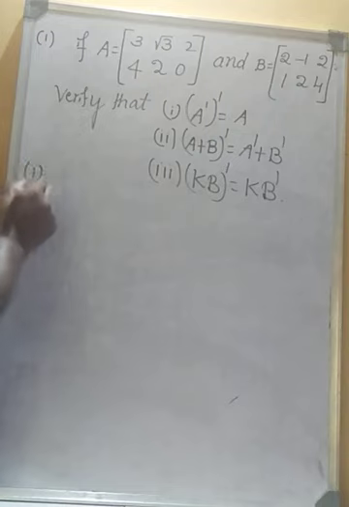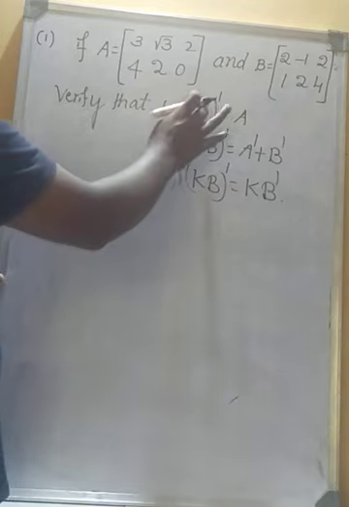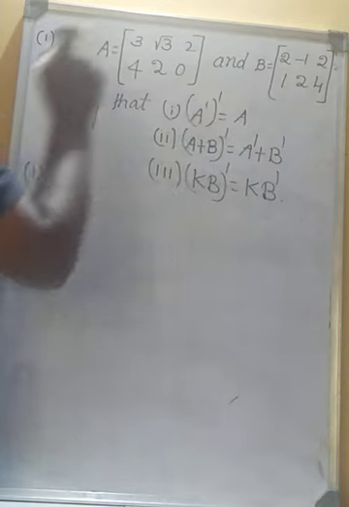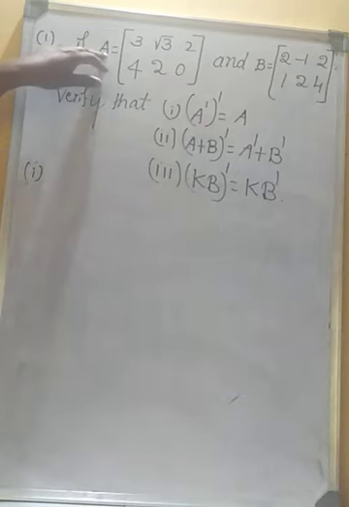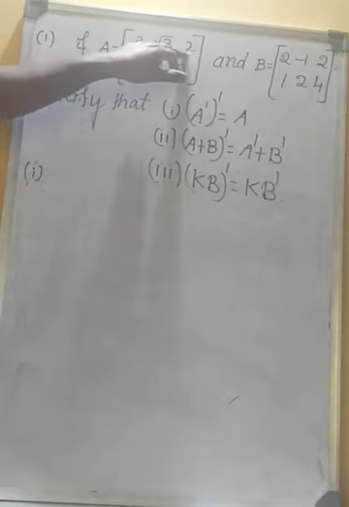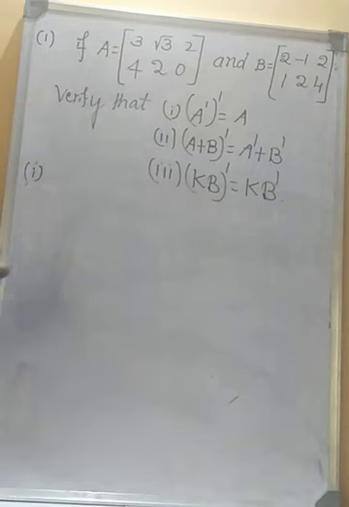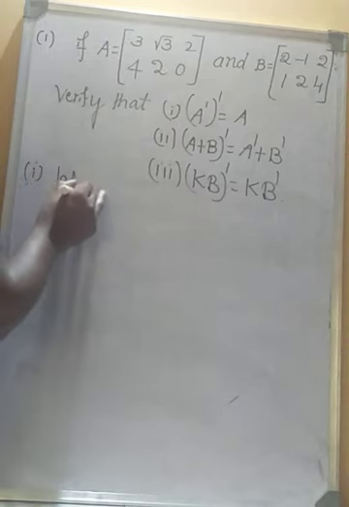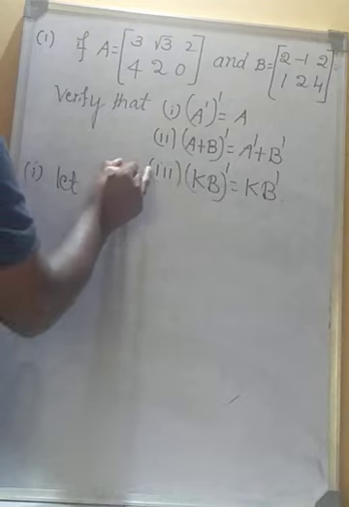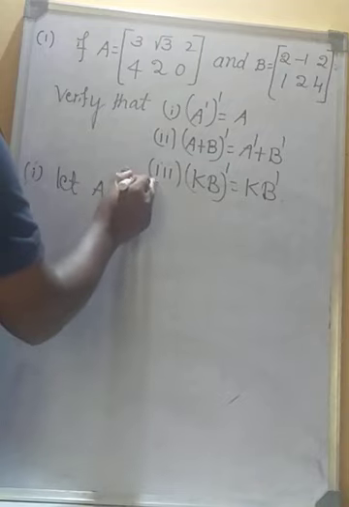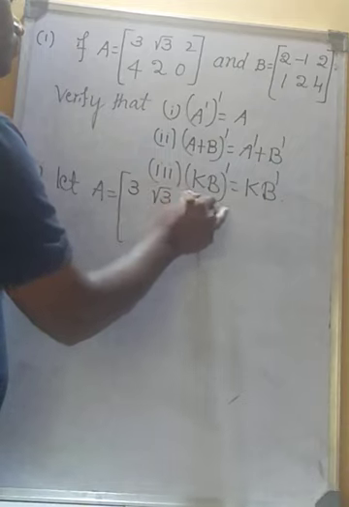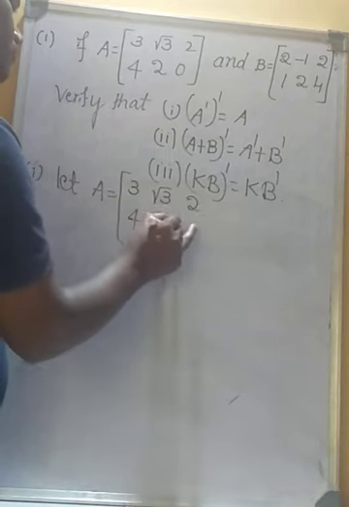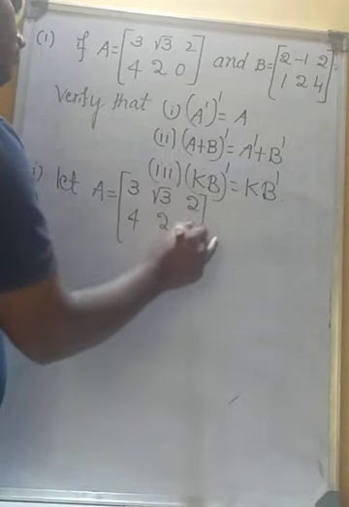So first problem, A dash whole dash equal to A. Verify this property. If A is 3 root 3, 2, 4, 0. Let A equals 3 root 3, 2, 4, 0.